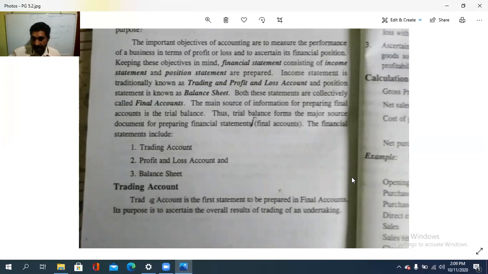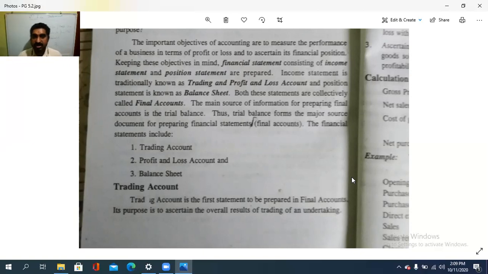So, what is a trial balance? From the balances extracted from the ledger accounts, that is the trial balance. Those balances are written into the trading and profit and loss account and the balance sheet. If it is an asset, it goes to the balance sheet, and if it is an expense or income item, as the case may be, it comes in the trading or profit and loss account. Clear?